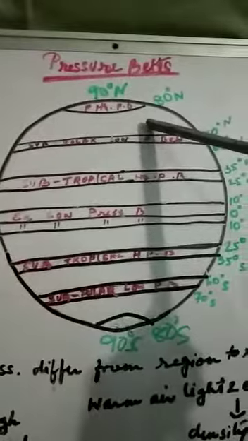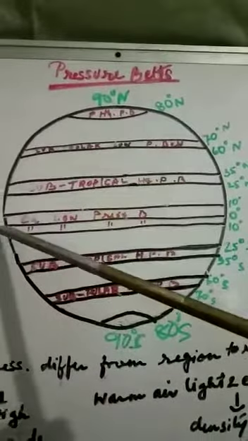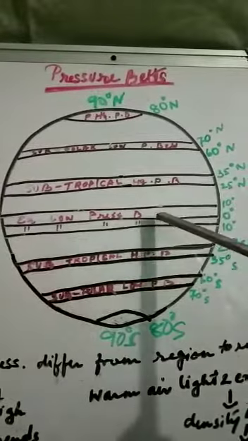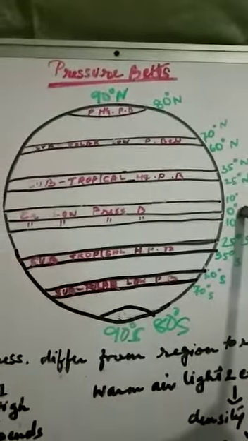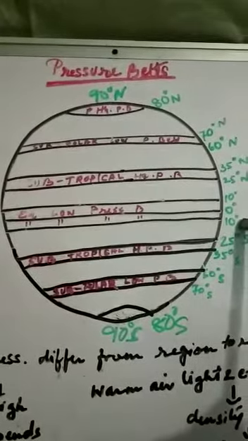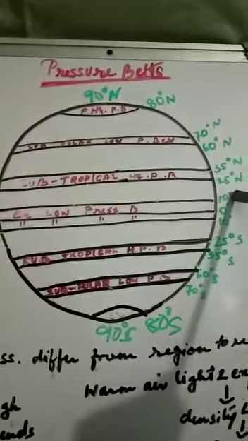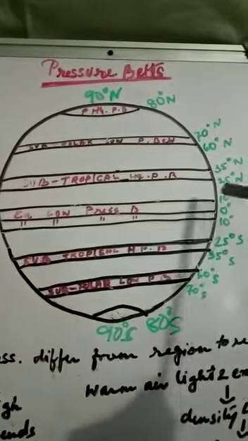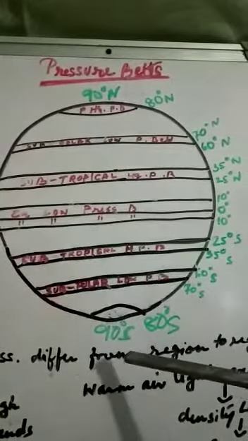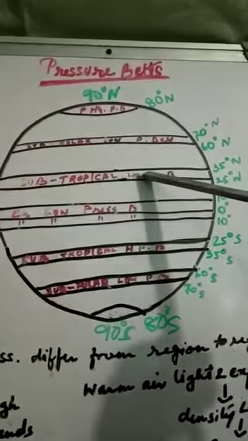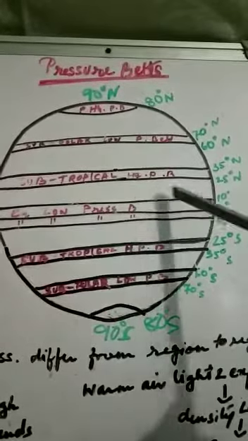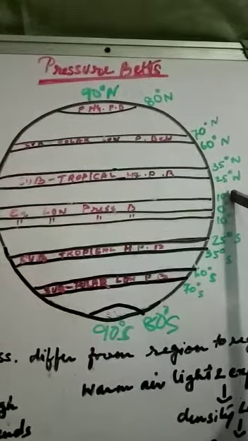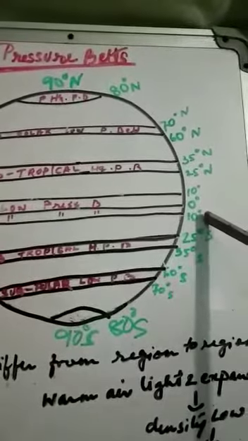Now let's come to the diagram. See, this is the equator. This middle line, among these three, the 0 degree, is the equator. So the equatorial low pressure belt lies from 10 degree south to 10 degree north latitude. The lower portion is the southern hemisphere and the upper portion is the northern hemisphere. So this will be south latitude and this will be north latitude. So this equatorial low pressure belt lies between 10 degree north to 10 degree south latitude.